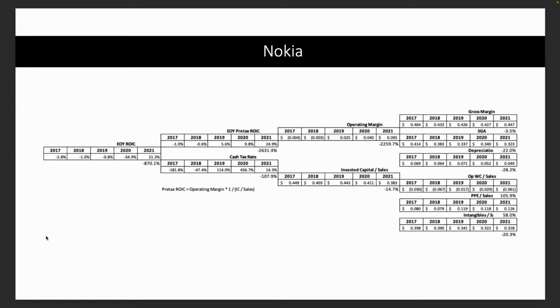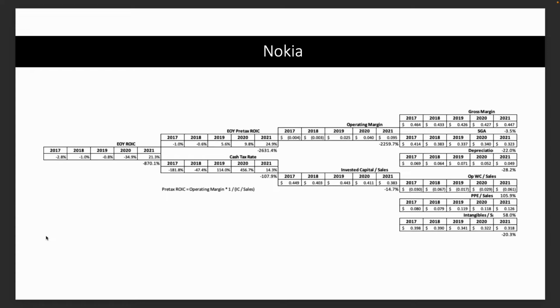A secondary driver of improvement was that depreciation went from 6.9 cents per dollar to 4.9 cents per dollar. So they did improve in depreciation as a percentage of sales. But the real reason their operating margin went from negative to positive and improved so much was the drop in the SG&A. That was the primary driver.